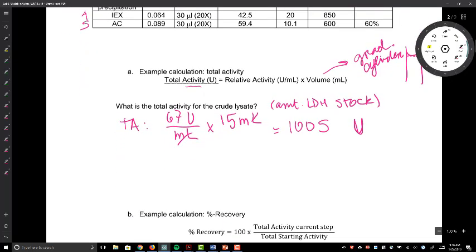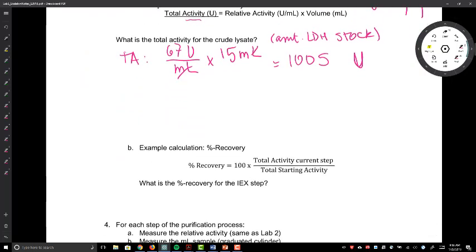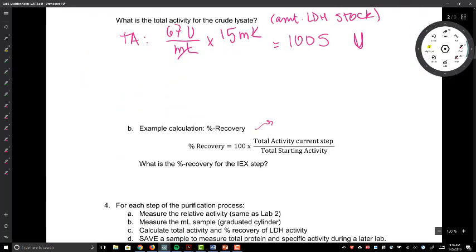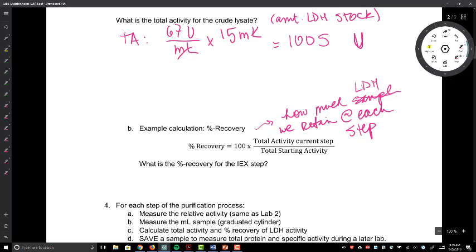All right. So the next calculation that we're going to practice is the percent recovery. So the percent recovery tells us how much sample or how much LDH we retain at each step. Or you can look at it, it gives us an idea of how much LDH we lose for each step. And so the way we calculate this is by taking 100, so that's where the percent comes in, times the total activity of the current step divided by the total starting activity. So for our case, that's going to be the crude lysate.